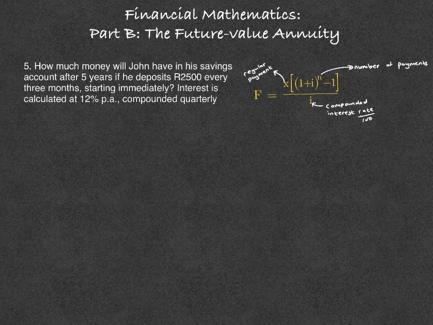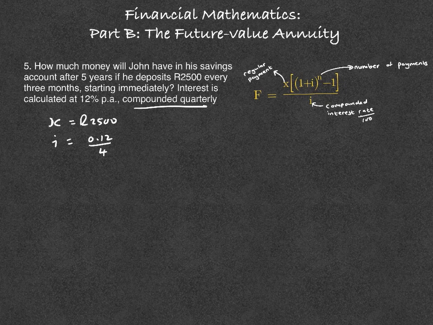Okay, welcome back. So we're here with John, and he's got this savings account. And so how much money will John have in his savings account after 5 years if he deposits £2,500? So we know X is equal to £2,500, and it's every 3 months, right? So that's per quarter, right? And interest is calculated at 12%, so 0.12 divided by 4, compounded quarterly. There's 4 quarters in a year, right?